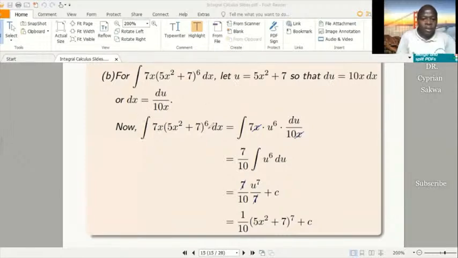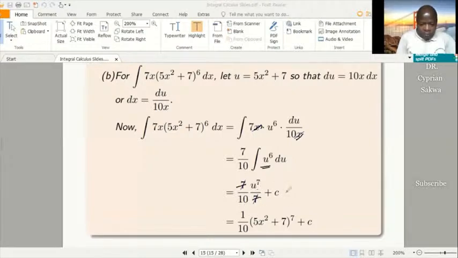This is what we were supposed to integrate, and we just substitute: instead of this you write u. 7x you can see still there, multiplied by u raised to 6 times dx. dx is du out of 10x. x will cancel with this other x, and you can see the constant is 7 out of 10. We take it outside the integral sign, 7 out of 10 times the integral of u raised to 6 du. We can now easily integrate this to be u raised to 7 divided by 7. Remember, this was 7 out of 10, so this 7 would cancel with 7. Then you add a constant of integration.